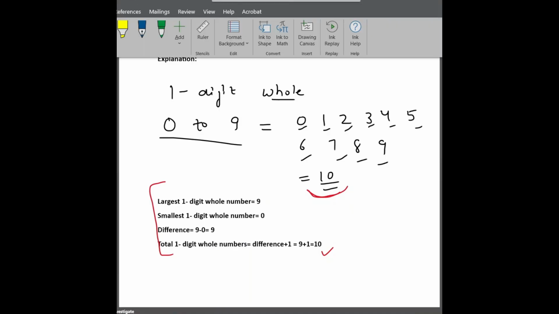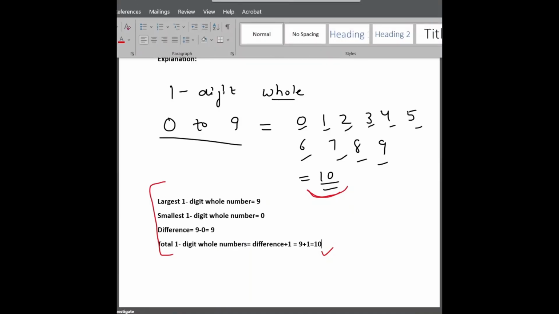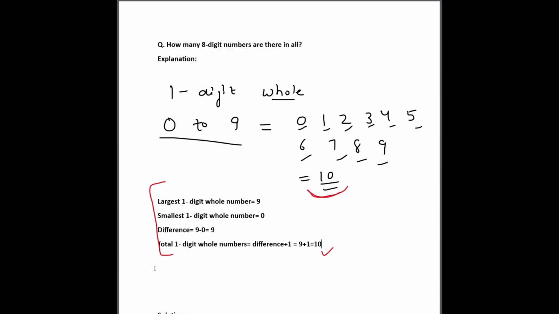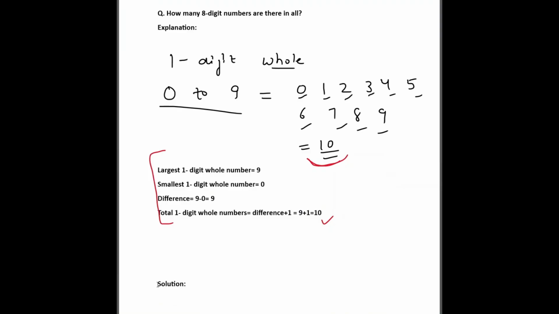So doing the same steps once again here, let's start with the solution. So the main solution starts from here. Largest 8 digit whole number. Think of it, which is the largest 8 digit whole number? Always remember, whenever you have to write the largest number, we write it in terms of nines.